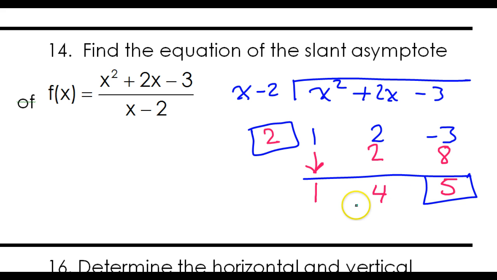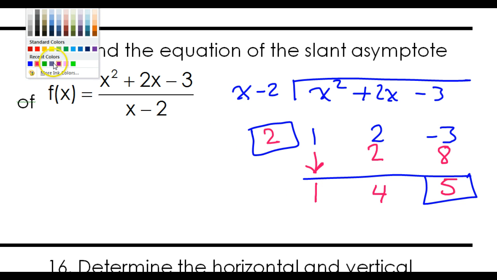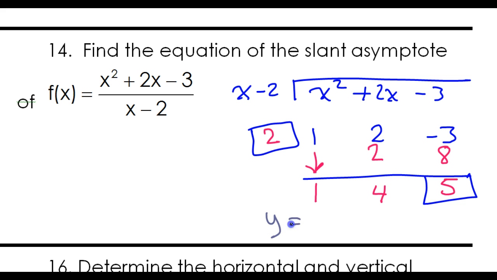Anyway, if I put the variables back in, then what I'm looking at is y equals x plus 4. Because this is like 1x, you know what I mean? So it's y equals x plus 4. So this is my slant asymptote right here, y equals x plus 4.